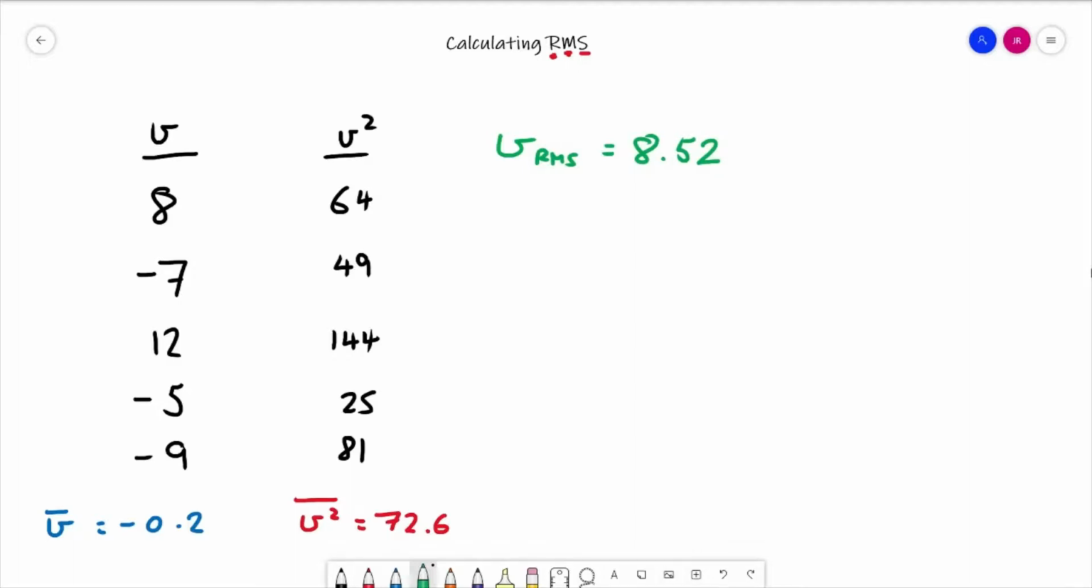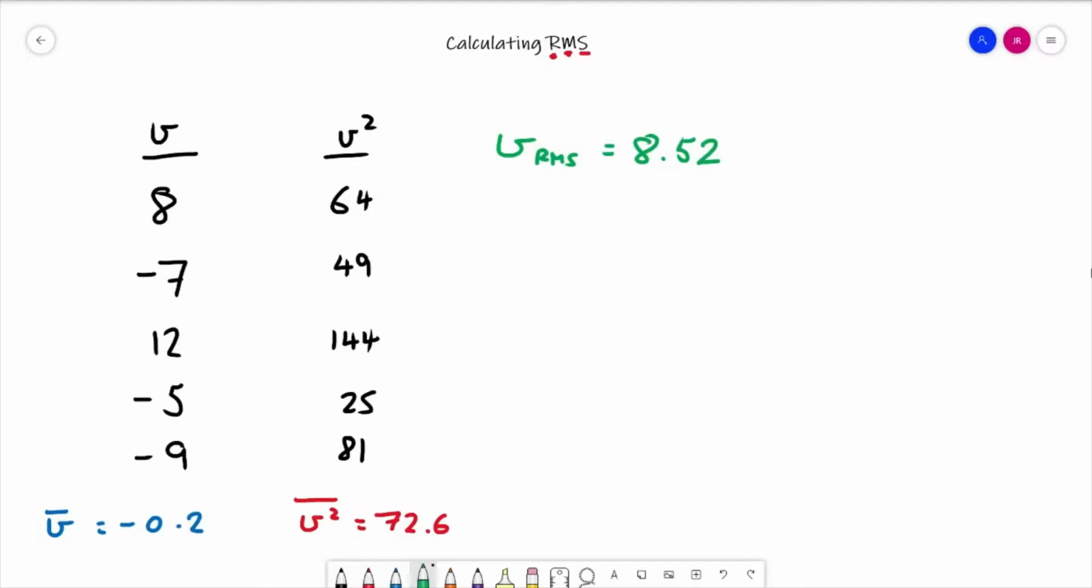Now suddenly, by doing the RMS, we've got a much better representative value of those 5 numbers. In fact, if we were to take those 5 numbers and just take the magnitude, in other words, get rid of all those negative signs and do the mean of those 5 numbers, then what we end up with is 8.2. And again, if you just want to pause the video and verify that yourself, then please do, and just make sure that you get the same.